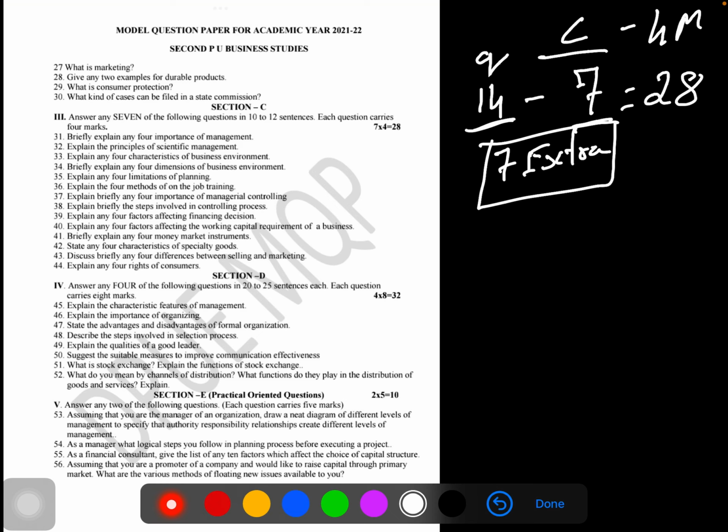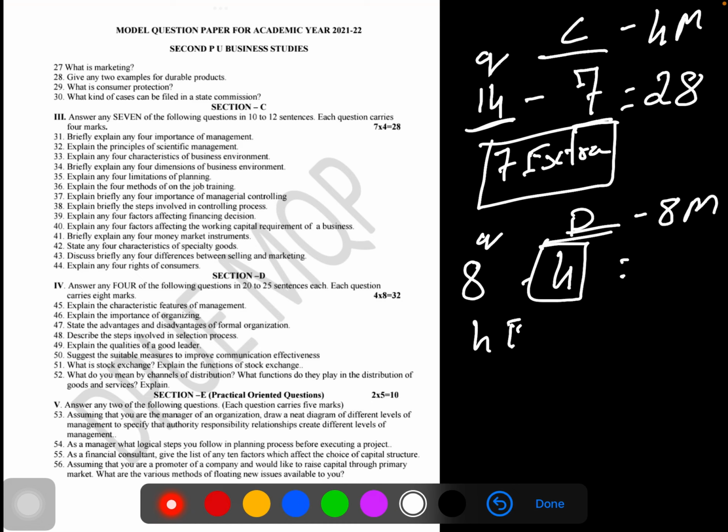Let's talk about Section D now. In Section D, each question carries 8 marks. You will have 8 questions, and out of 8, you have to answer only 4. That means you have 4 extra questions. So from this section, you're going to score 32 marks.